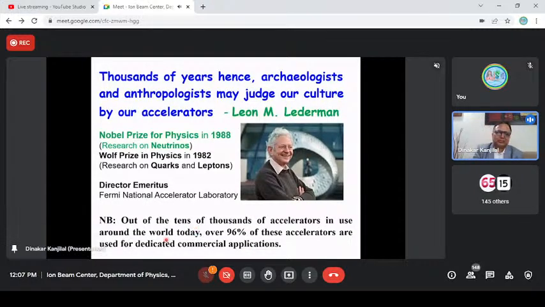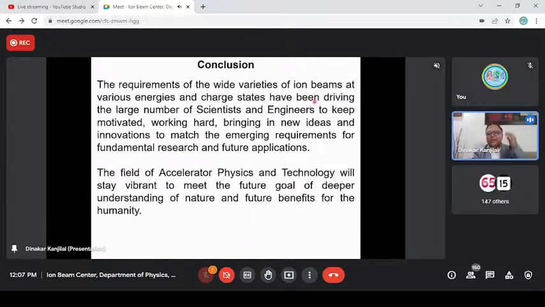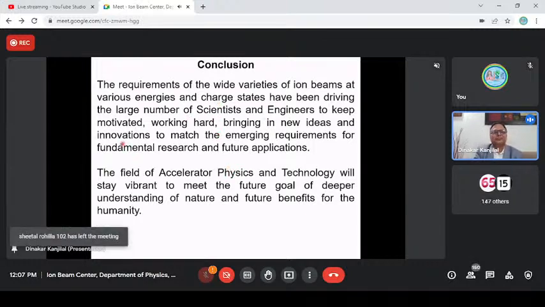Less than 4% is used for research and other activities. That is also for the benefit of knowledge and mankind. India also has many, but that is the beauty. The requirements of a wide variety of R&D facilities, various synergies and applications have been driving a large number of scientists and engineers to stay motivated, work hard, and bring in new ideas and innovations to match the emerging requirements for science as well as applications. So this is a very vibrant field, and you'll find those who are contributing are always happy and creative.